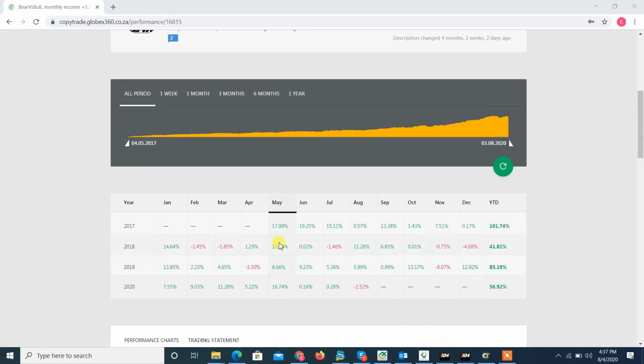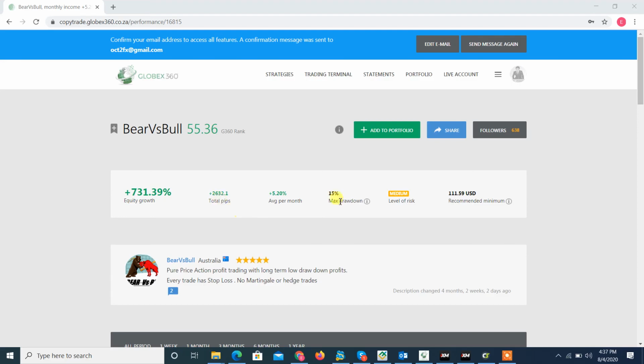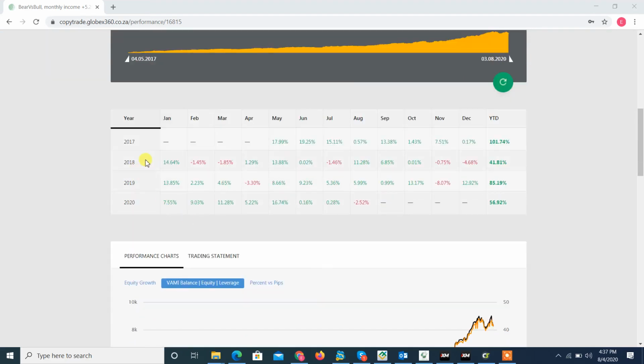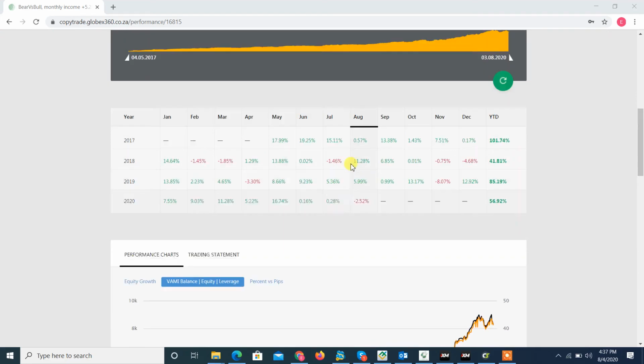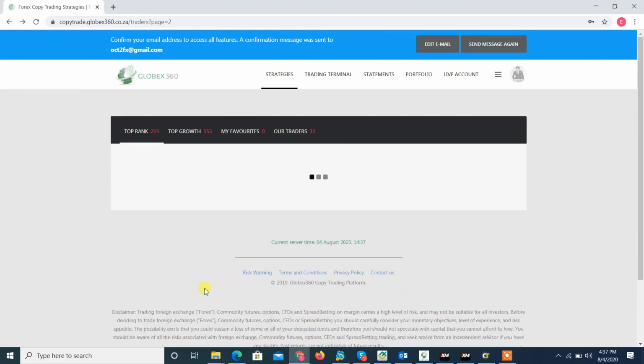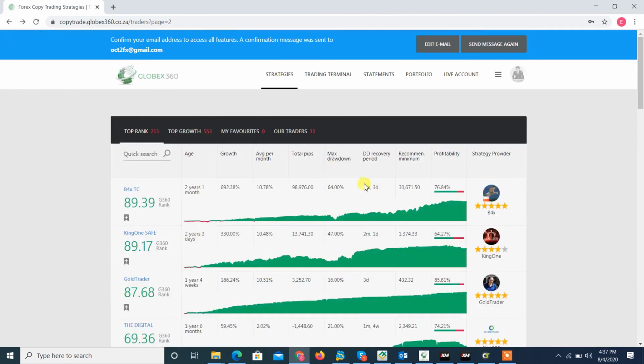But overall, looking at his profile, you see that he's doing quite great with an average of 5% a month. So you know that this is someone that you can go copy and follow because they don't risk too much, right? So that's generally what happens with all the traders. Let's just look at another trader.